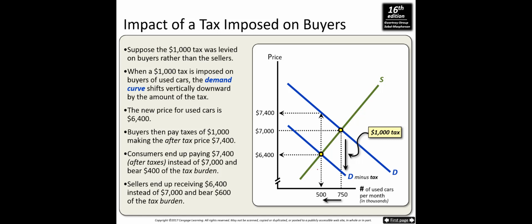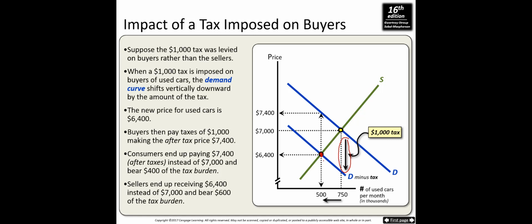Now let's think about this time a tax imposed on buyers instead of sellers. Okay, when a $1,000 tax is imposed on buyers of used cars, the demand curve shifts vertically downward as much as the tax. So here, the demand curve shifts $1,000 down. The new price for the used cars is going to be $6,400 because now the buyers are not going to pay $7,000, the free market price. They are going to pay less because they have more cost. They have to pay tax to the government.